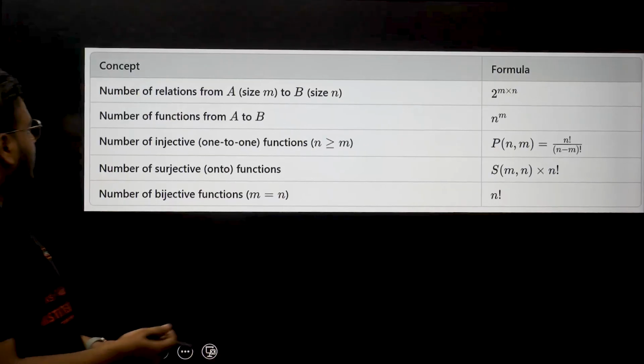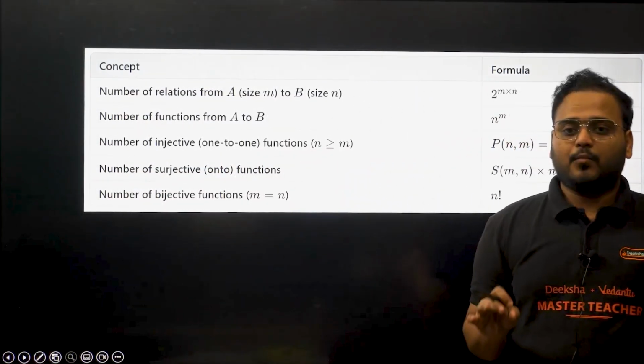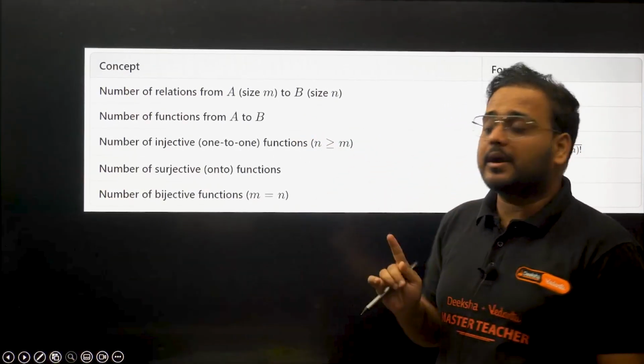Moving on, number of relations. Again, this is very, very important. Very, very, very important. You have questions coming like this for sure, especially in the one-marker category.